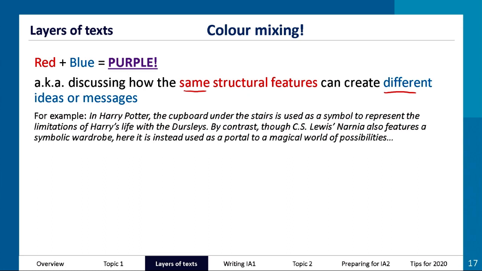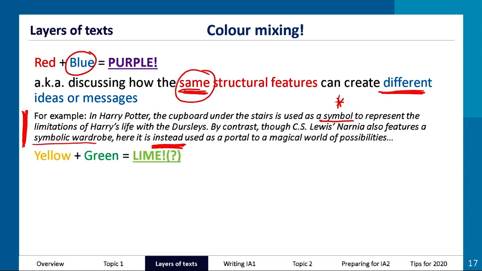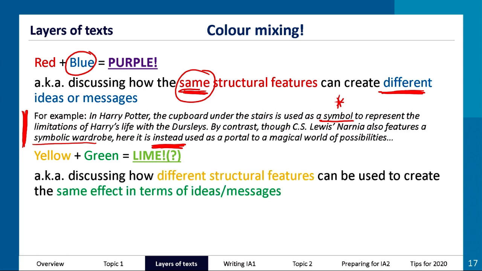That's also more effective than just saying the same structural feature conveys the same idea or message. Like, oh, in Harry Potter, the candle is a symbol for light. Furthermore, in Narnia, the candle is a symbol for light. That doesn't really get us anywhere either. So, the flip side to that is combining the two leftovers, yellow and green, which makes, I don't know, a limey colour, let's say. This is where you discuss different structural features, but ones that have the same effect in terms of ideas or messages.